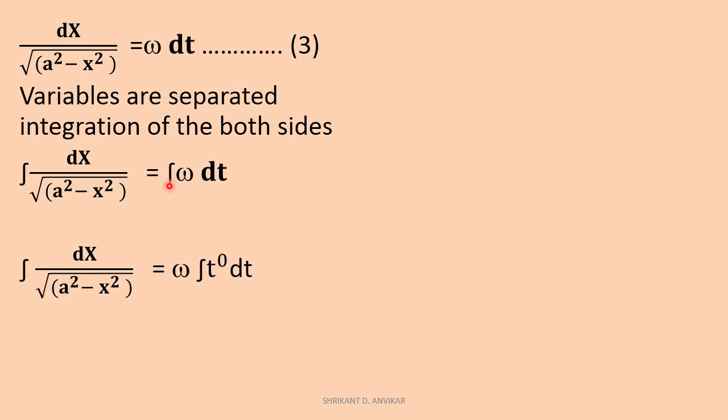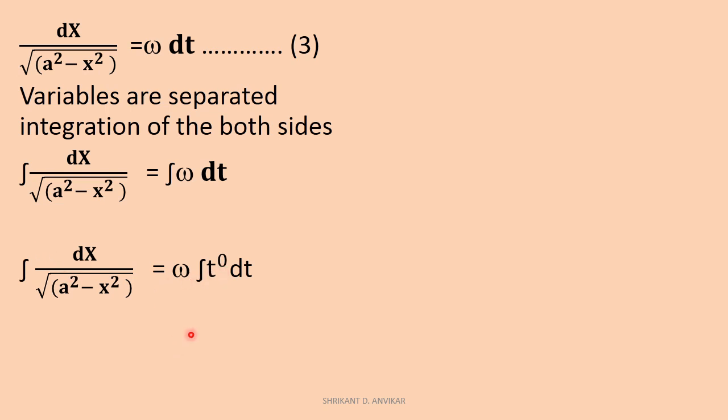Now omega is a constant term. By the rule, omega is taken outside the integration, and here we write t to the power 0 into dt. Any number to the power 0 is equal to 1. Therefore this equation remains unchanged.